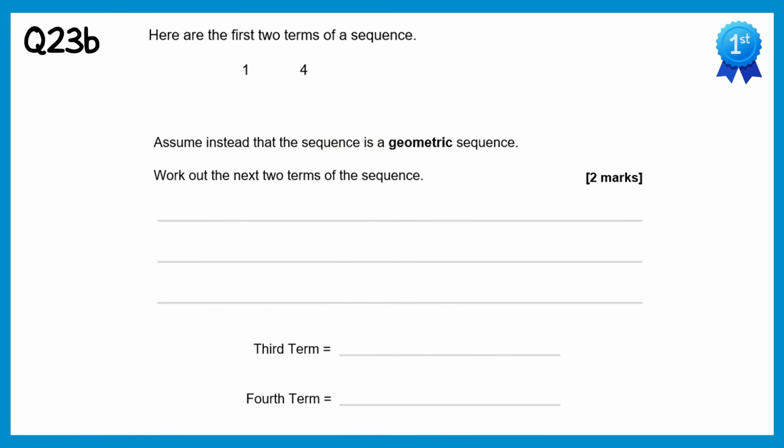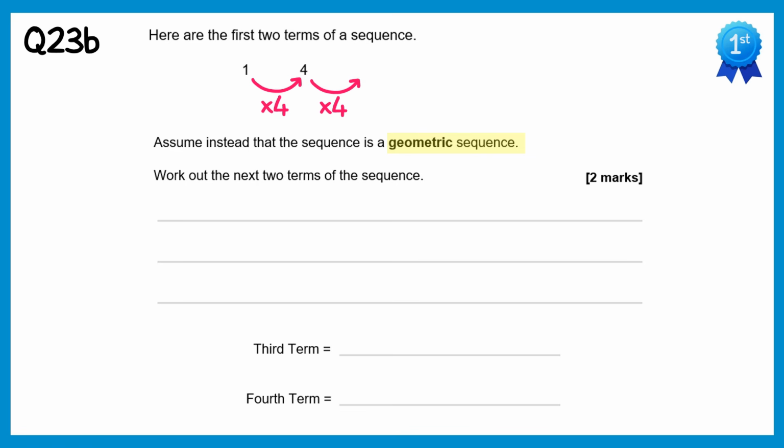Now for the second part, we have the same sequence, but rather than being arithmetic, it's geometric. For a geometric sequence, to get from one term to the next one, you're going to multiply or divide this time, not add or subtract. So how do we get from 1 to 4? Well, that's 1 times 4. So to get the next term, we need to multiply by 4 again.